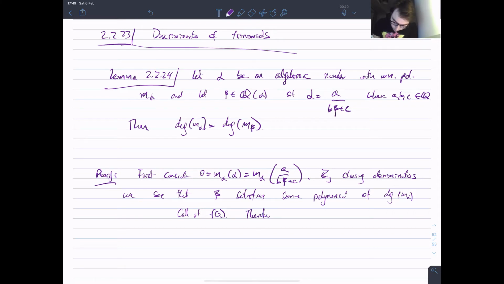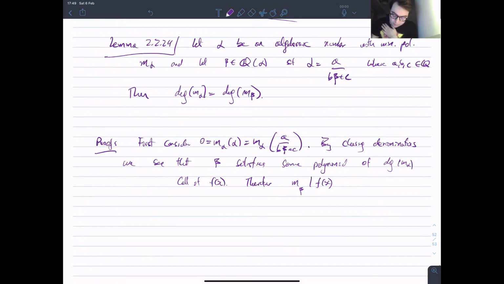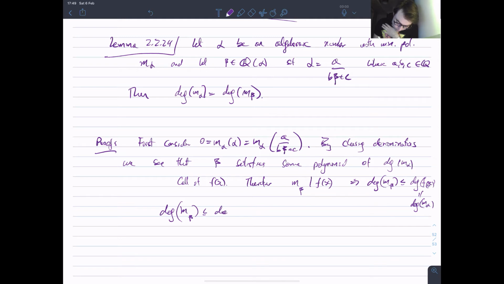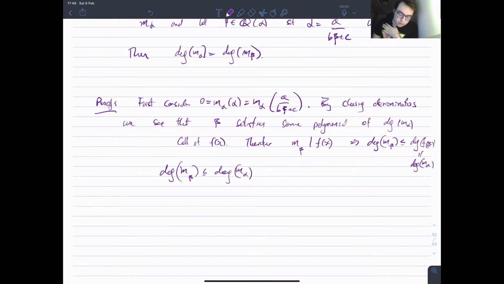Therefore the minimal polynomial of beta has to divide f of x, because it'll divide any polynomial which has beta as a root. This implies that the degree of m beta has to be less than or equal to the degree of f of x, which we just said is the same thing as the degree of m alpha. So we have the degree of m beta is less than or equal to the degree of m alpha, and now let's do the converse.